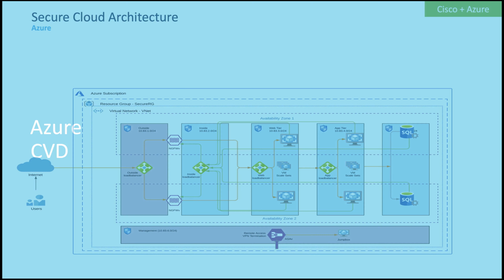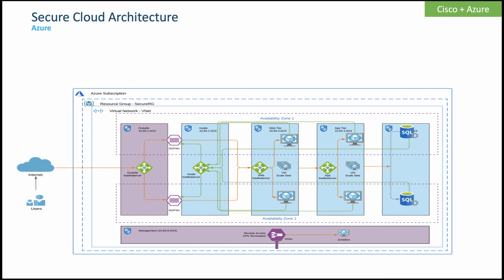Now let's talk about what is there in our CVD for Azure. So again, similar kind of deployment, a 3-tier architecture where you have web, app, and database tier, and then you deploy firewalls in a load balancer sandwich fashion where you have next generation firewall at the edge. Any traffic coming from outside will land on outside load balancer. Outside load balancer will load balance it to any of the firewalls available in the backend pool, and from firewall it will go to load balancers.